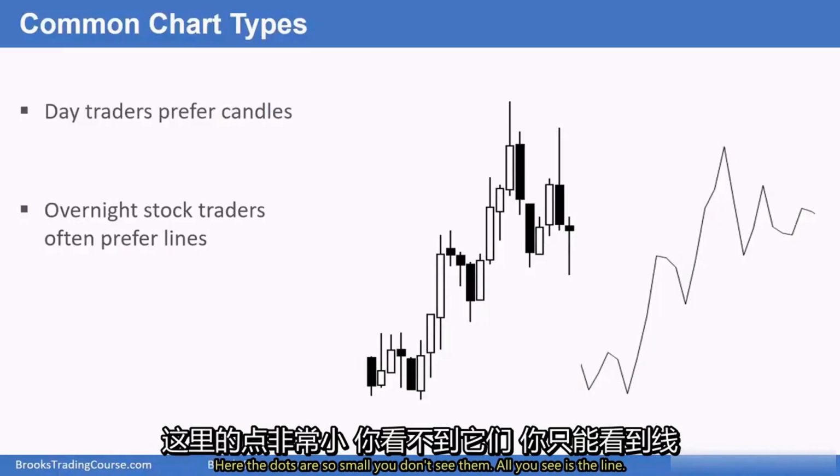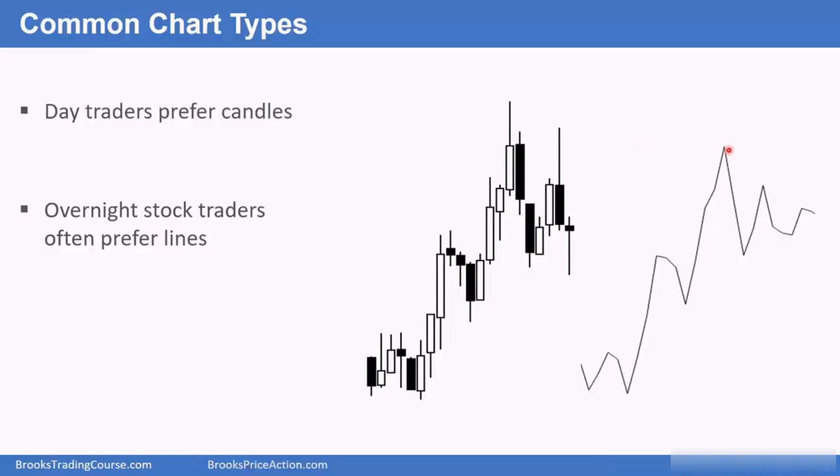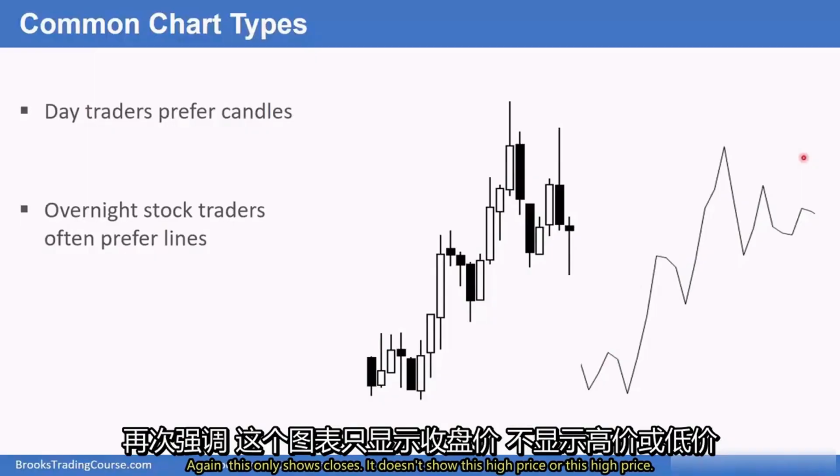Here, the dots are so small you don't see them. All you see is the line. This low point right here represents this low close right there. This high close right here is represented by that high point right there. Again, this only shows closes. It doesn't show this high price or this high price.